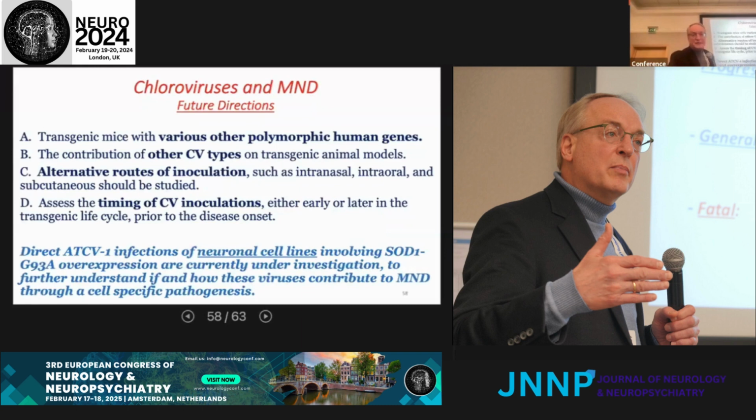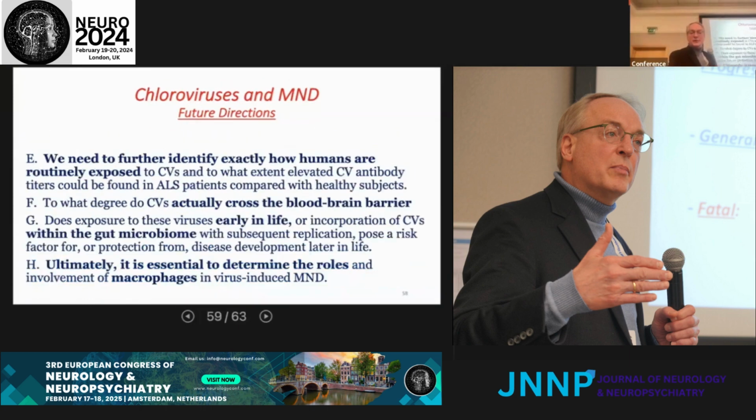Future directions focus on some of these questions: looking at other types of transgenic mice to see if they also have an effect from their genetic abnormalities, or the contribution of other retroviral types on other transgenic animal models. The alternative routes of inoculation we talked about, and the timing of inoculation, earlier or late in the life cycle, prior to disease onset, all seem to be playing a role. Direct infections of neuronal cell lines involving SOD1 G93A overexpression are currently under investigation in our lab to further understand if and how these viruses contribute to motor neuron disease through a cell-specific pathogenesis.